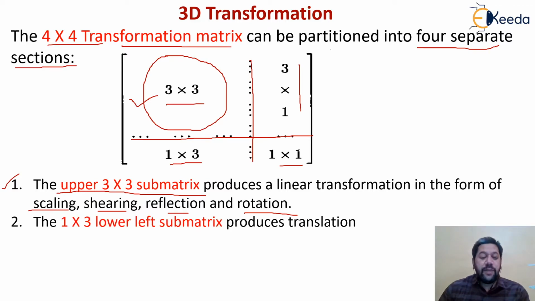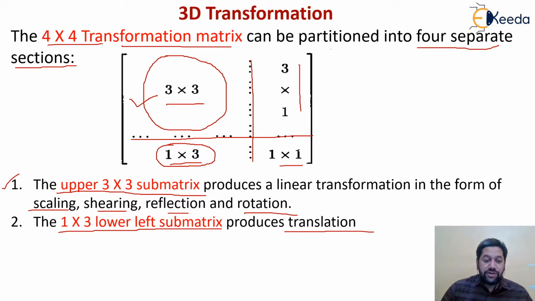Let us understand the next submatrix, the 1 by 3 lower left submatrix. Which one is it? It is this matrix. The 1 by 3 lower left submatrix produces the translation. The translation is not produced by the 3 by 3 submatrix. In the first 3 by 3 submatrix, I have scaling, shearing, reflection, and rotation, but I don't have translation. What produces the translation is this lower left 1 by 3 submatrix, which produces the 3D translation. So let us move to the next point.